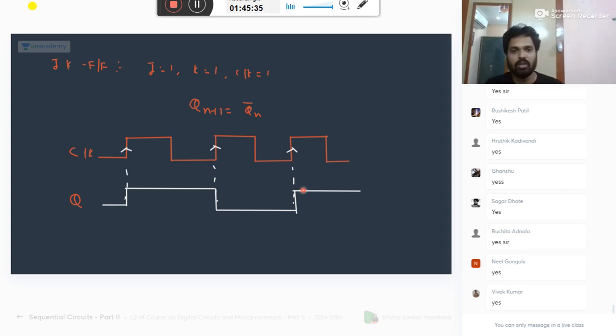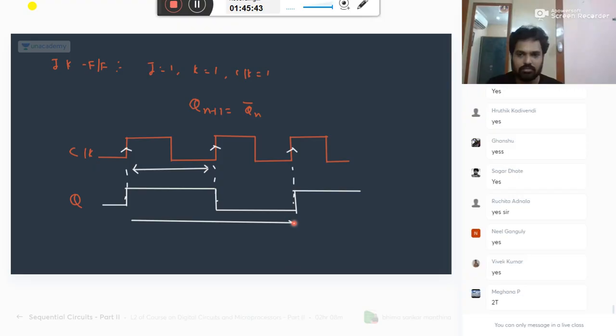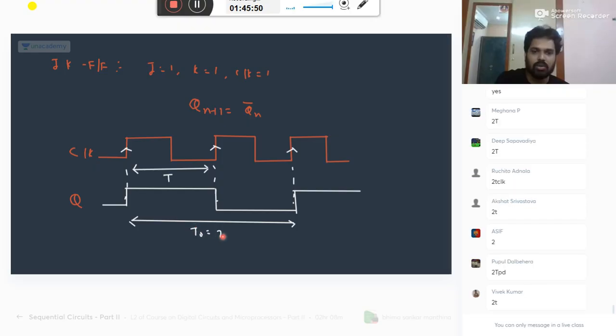Okay. Now, if you take this as the time period, what is this one? Very good. So if you take this as T, the output period is 2T, or your frequency f becomes f by 2. This is what we call a frequency divider circuit.